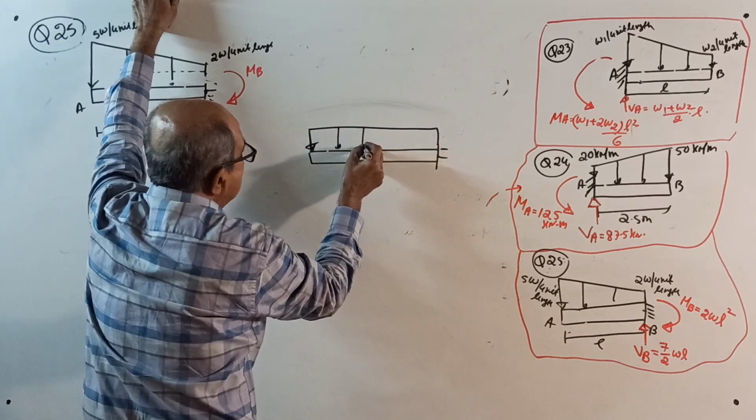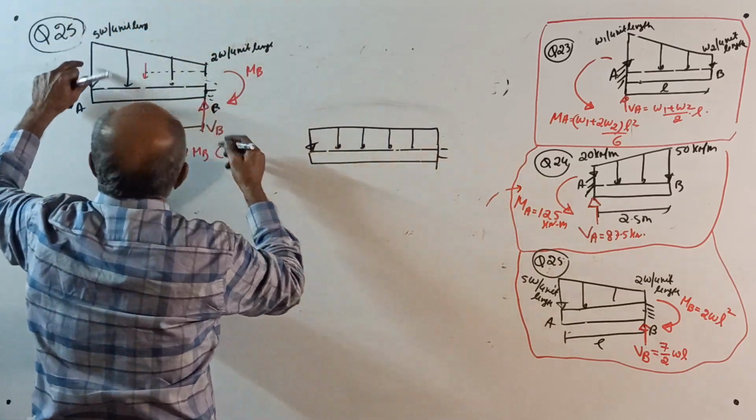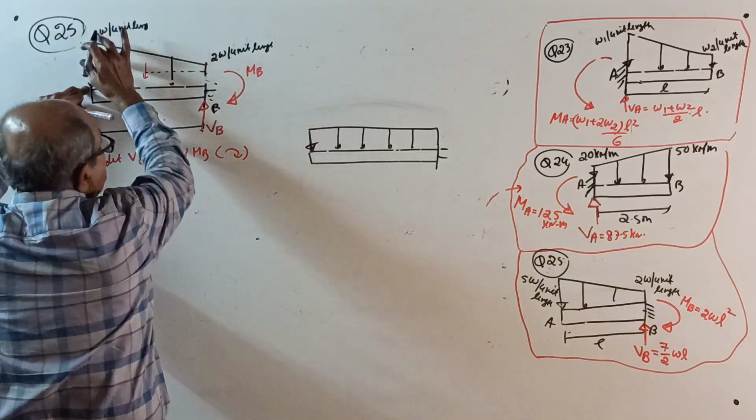See, one rectangle of 2W. Again started raining there. Droplets are coming. 2W. Here it is 5W, 2W means extra 3W.